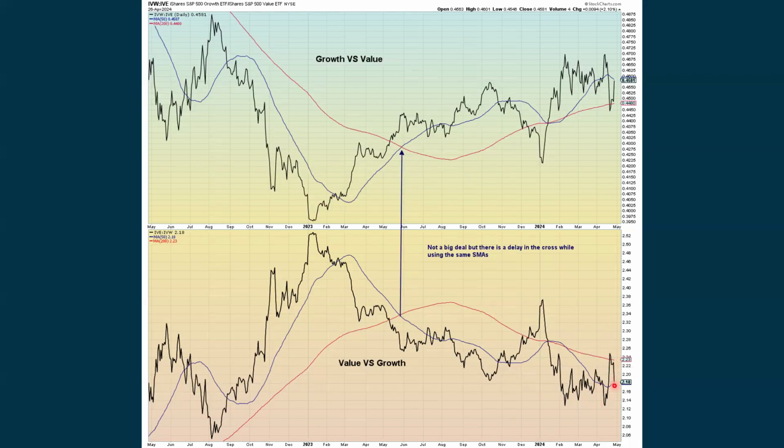The reason why I show a lot of different charts, especially with growth to value, and I show the regular chart and then the inverse chart, is sometimes they're calculated in a slightly different manner. For instance, there's a little bit of an offset when we see a moving average crossover with this ratio. And sometimes there are indexes or ETFs that we look at, and we just want to make sure that we're seeing the same thing across a number of different vehicles.